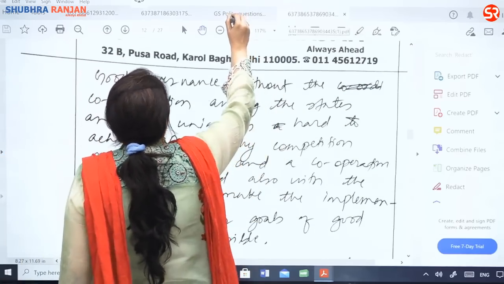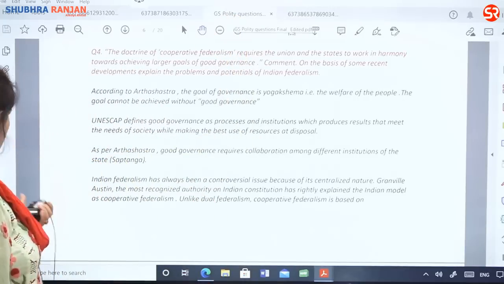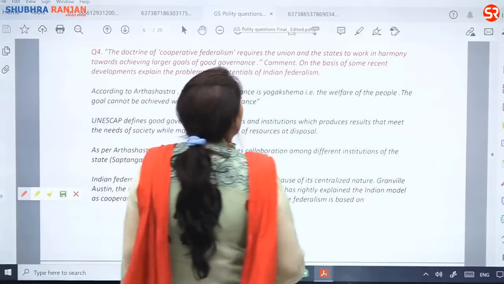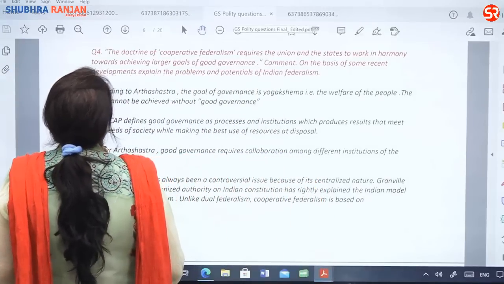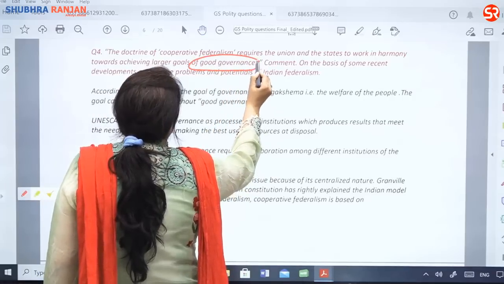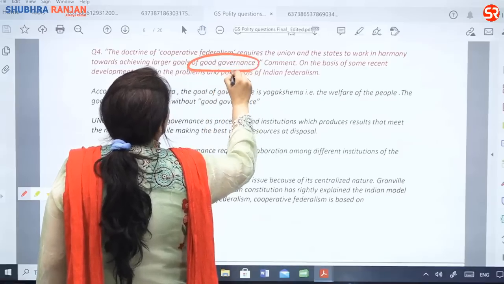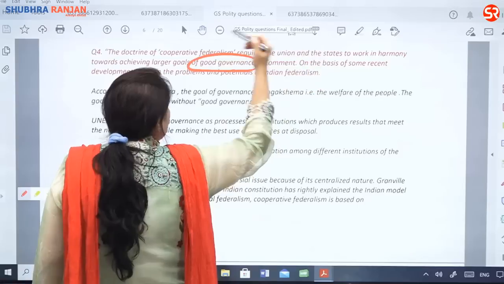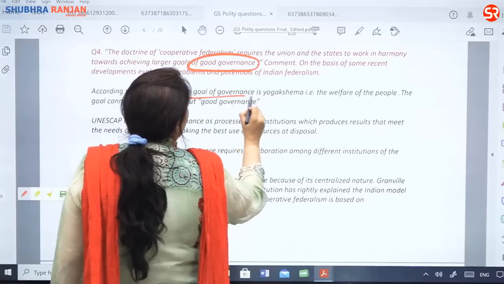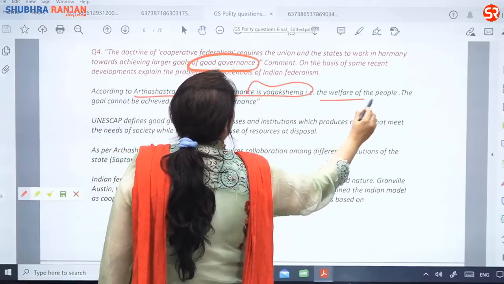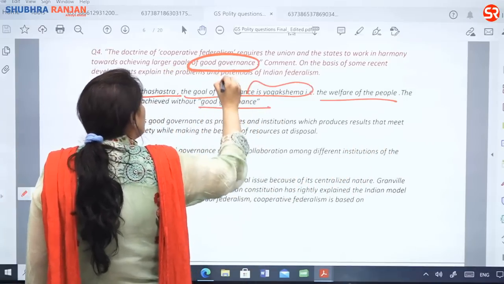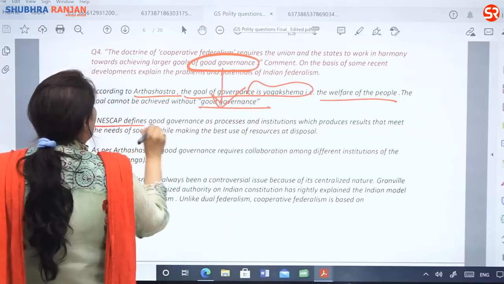Fine. So now, "the doctrine of cooperative federalism requires union and state to work in harmony towards achieving the larger goals of good governance." So first of all, you should tell about good governance. Be ready with the quote, because somewhere this question will come. According to the Arthashastra, the goal of governance is Yogakshema, the welfare of the people, and welfare cannot be achieved without good governance. So first of all, why good governance? Then, what is good governance?